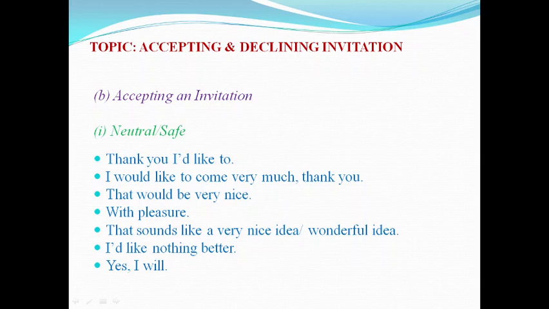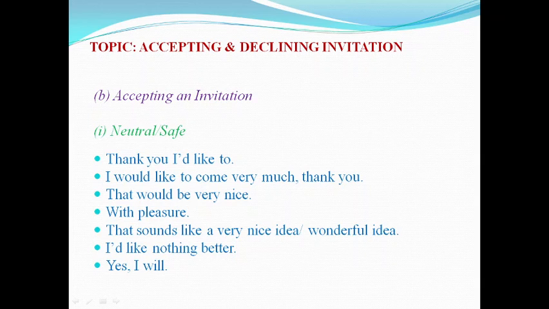The second: I would like to come very much. The phrase "very much" adds intensity to the coming. Oh, I would like to come very much. Thank you. Okay. Thank you, Gaurav. I would like to come very much. You can use these neutral ways of accepting an invitation by expressing these sentences.